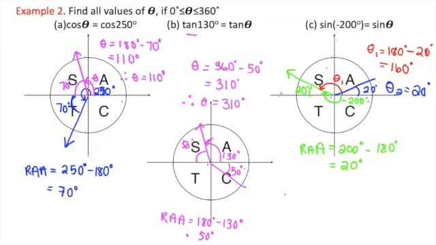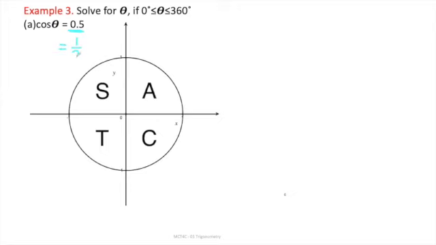For example number 3 here, we have that the cos of theta is equal to 0.5, and we want to figure out the angle theta between 0 and 360 degrees. This time though, we're not given an angle to be able to draw easily on our Cartesian plane, just like our last examples. So instead, you're going to remember your special triangles.